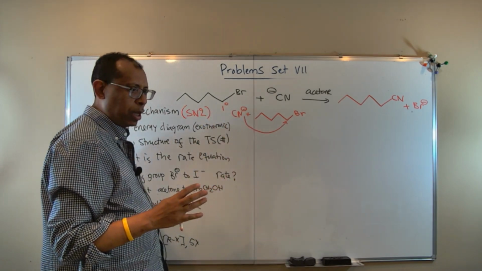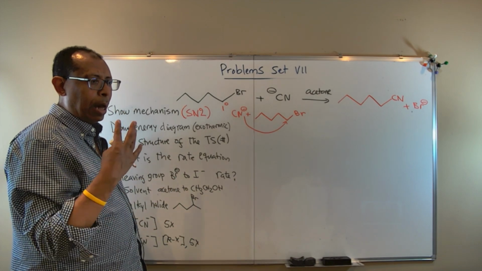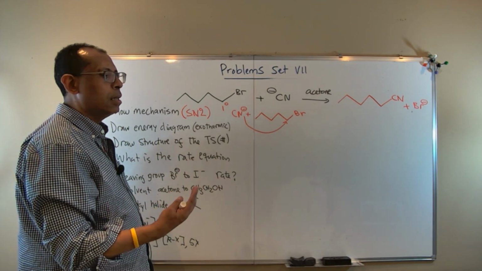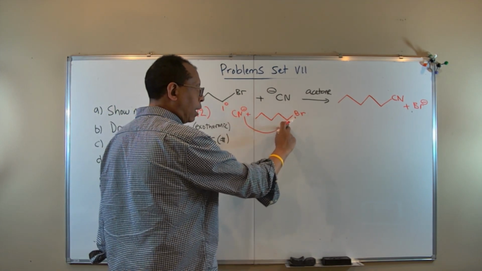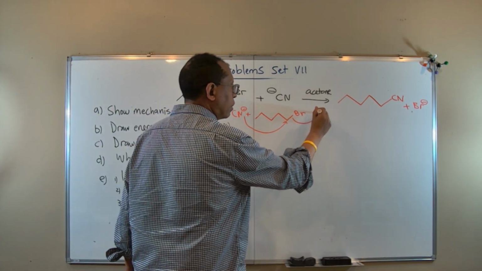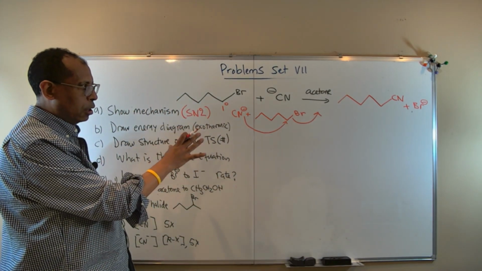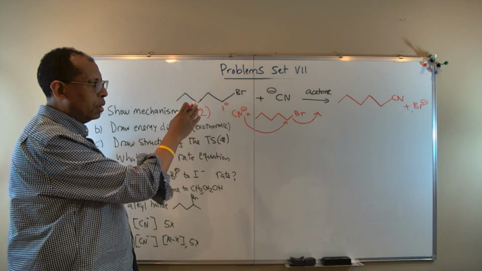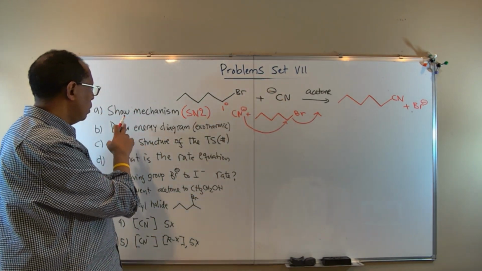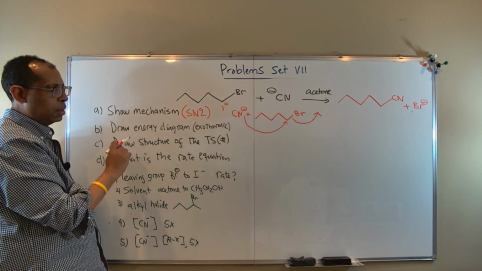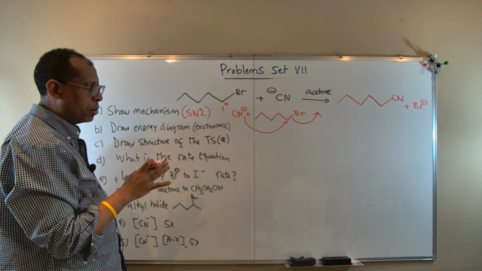In an SN2 reaction, bond breaking and bond making happen simultaneously. So there is no multi-step. While this is attacking, the bromine leaves to give you that product. So the SN2 mechanism is like this: backside attack of that carbon, bromine leaves. So show mechanism means to show it with proper arrows in the proper direction.